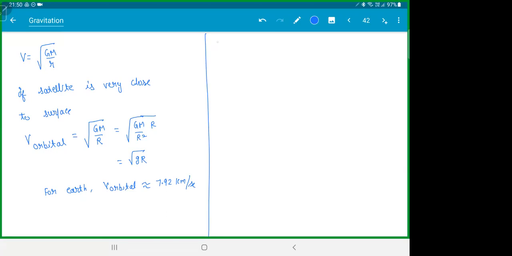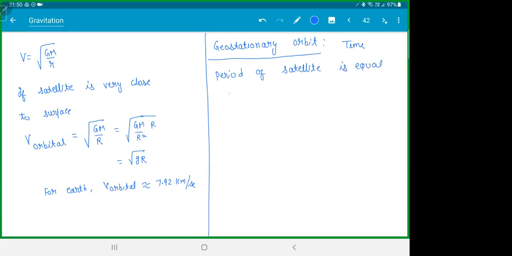So then we have something called a geostationary orbit. What is this geostationary orbit? If you keep any satellite in this orbit, you will think it is stationary from the Earth. Basically the time period of the satellite is equal to the time period of the planet. That means if you have a geostationary satellite for the Earth, every time you look at the sky, the satellite is always there, if you can see it. For Earth, the time period should be 24 hours. It should rotate with the Earth.